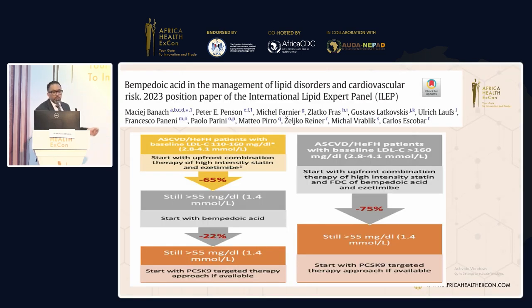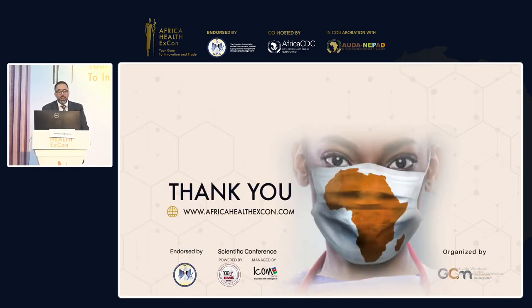This strategy is from international experts. When I have a baseline level of 100 to 160, this is a moderate group, and I go for high intensity statin and ezetimibe combination from the first. If I don't reach the target, I add bempedoic acid. If I still don't reach the target, I will finally add a PCSK9 inhibitor. And if my baseline is more than 160, I go for high intensity statin, bempedoic acid and ezetimibe from the start. So you can do that.